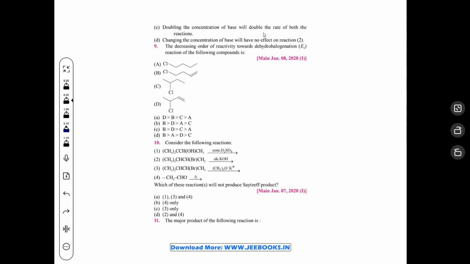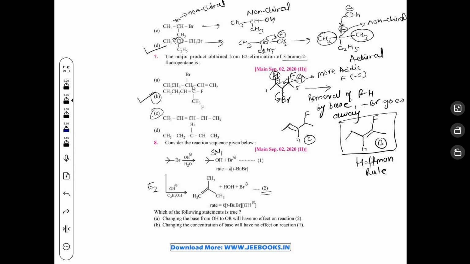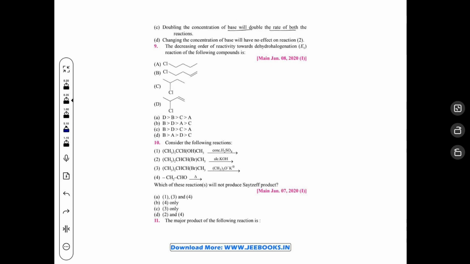Doubling the concentration of base will double the rate of both the reactions. So actually, doubling the concentration of base will double the rate of the reaction for only reaction 2, because in this case you can see that it depends on the concentration, but not for reaction 1. Therefore, statement 3 is false.